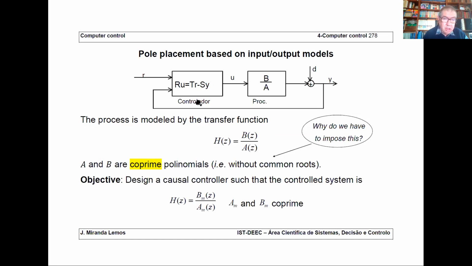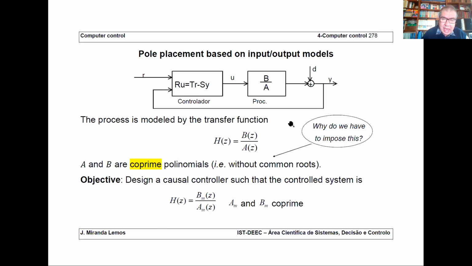So you want the system together with the controller to behave as BM divided by AM. Remember that there is an M missing here, so this is not that H. Now, this is the problem. What is the strategy to solve this problem? What would you do? The problem is to find polynomials R, S, and T such that this closed loop system has transfer function BM divided by AM.